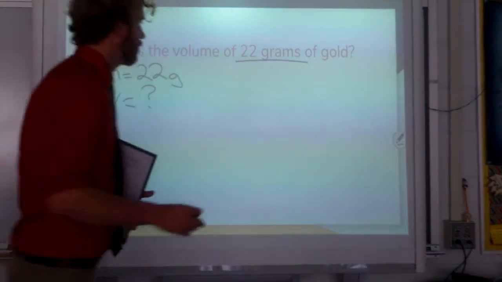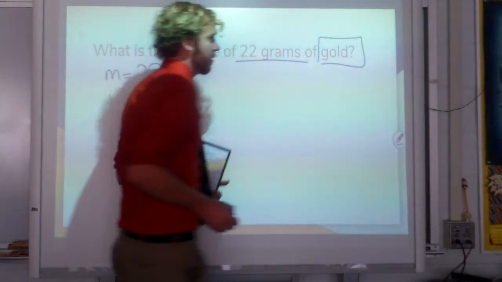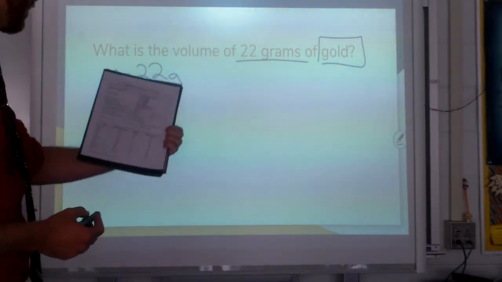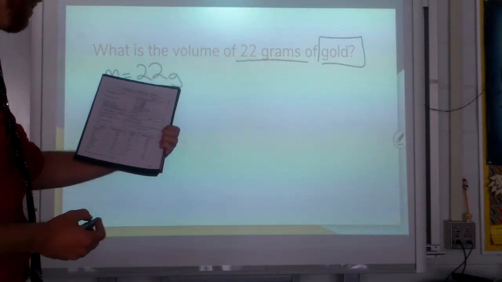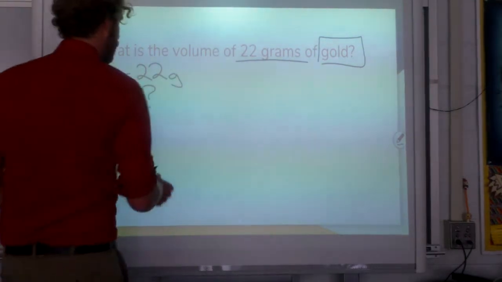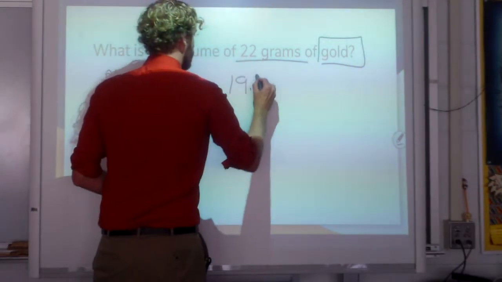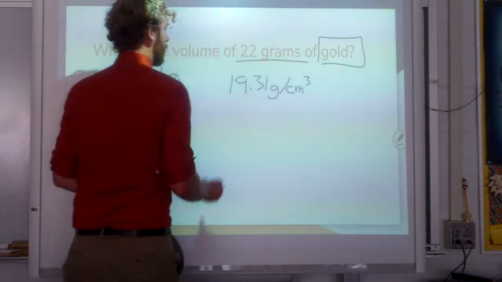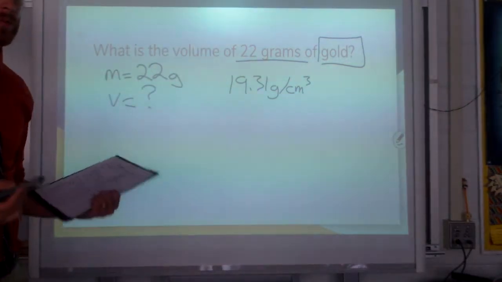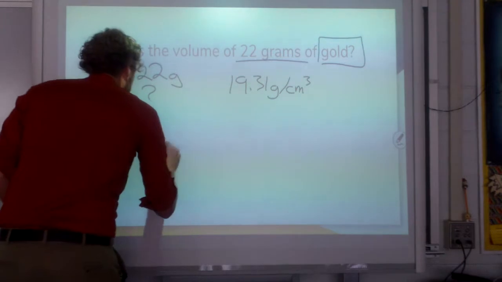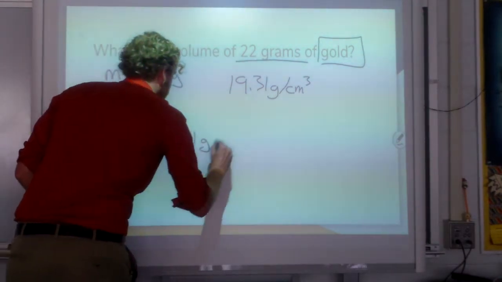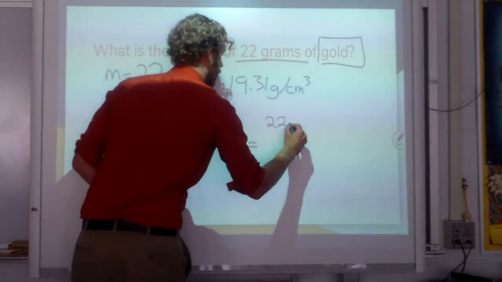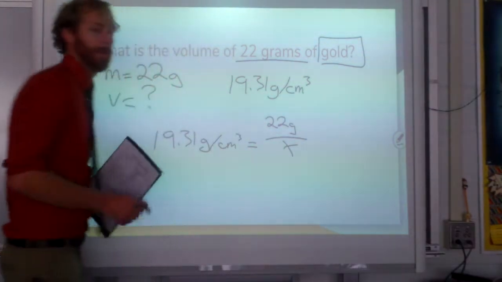Then gold. The identity is very important because then we can go to the reference packet and figure out the density. So the density of gold is very, very heavy. 19.31 grams per centimeter cubed. So there's our density. Now we need to plug these numbers into the equation. 19.31 grams per centimeters cubed equals 22 grams over our unknown.